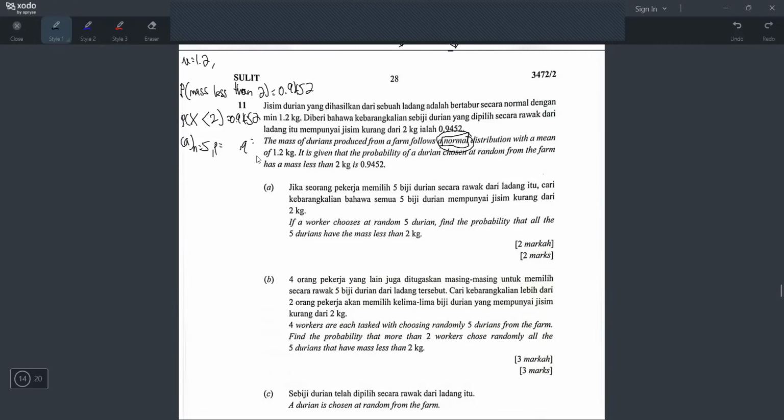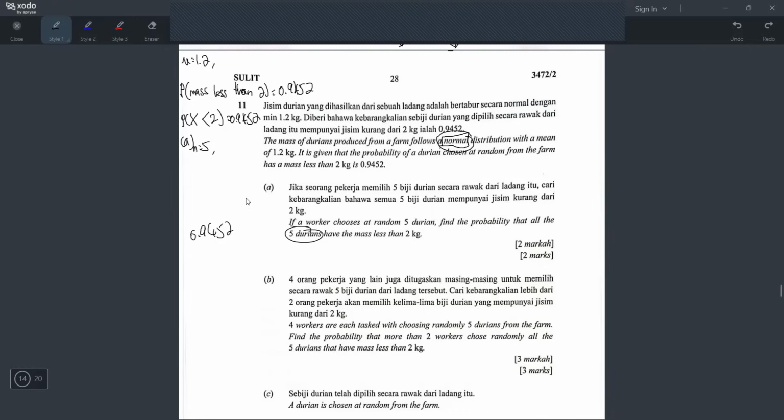Let me tell you why. Because you already have the probability of mass less than 2 kg, right? So now they just want you to find probability that all 5 durians. So what it means is actually, you will just take the 0.9452 power 5. Then you get the answer already, right?